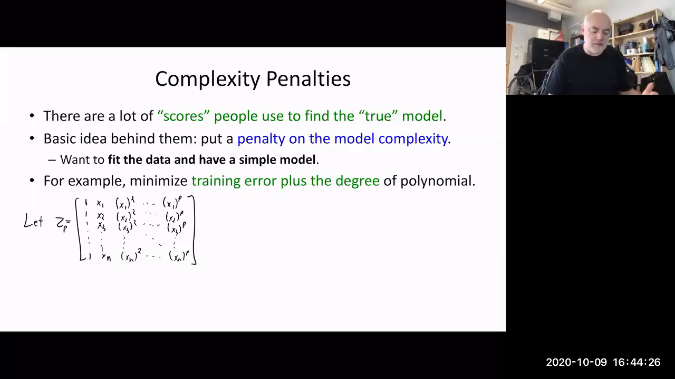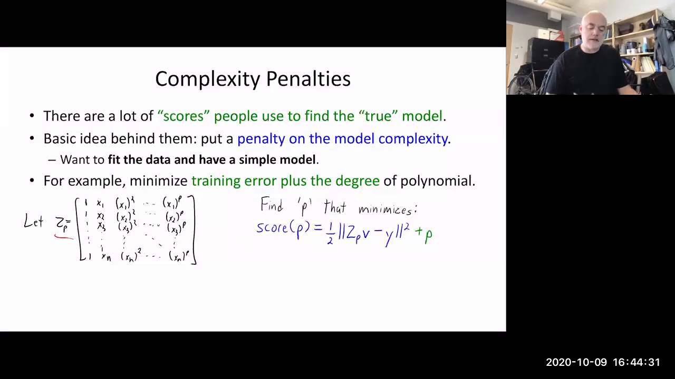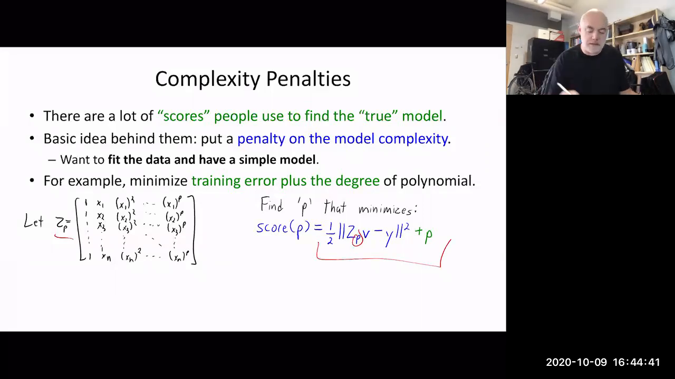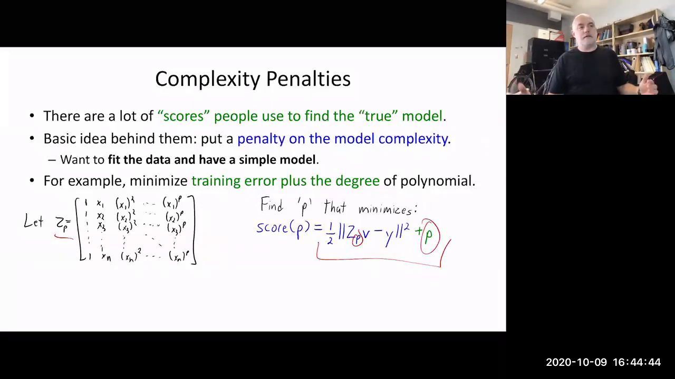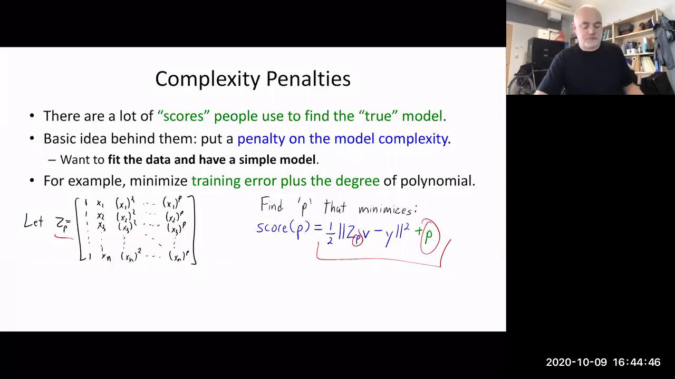So, for example, you might minimize the training error plus the degree of the polynomial. So here's our basis Z, right? And let's find a P that minimizes the following score, right? So note that this Z is parameterized by P, and P here is the model complexity. Yeah. And Ramon, your comment about compression is spot on. One interpretation of this is the number of bits to transmit the model before you transmit the data.